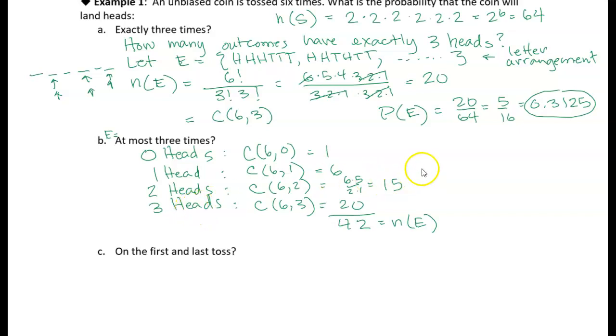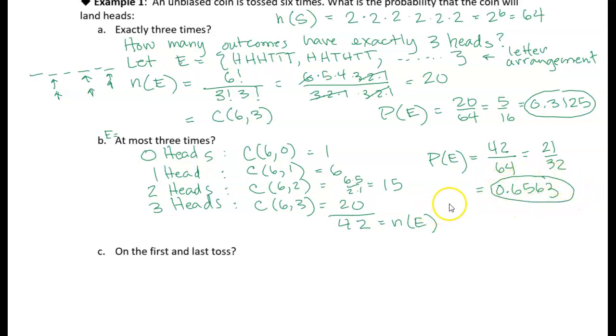So now we're going to calculate the probability. What's the probability of this event? Well, we need the number of elements in the event that we're interested in, which we said was 42, and we're going to divide by the total number of possible outcomes, which is 64. So I could reduce this to 21 over 32, or I can just calculate it as a decimal. 0.6563. Okay, so that's my probability.